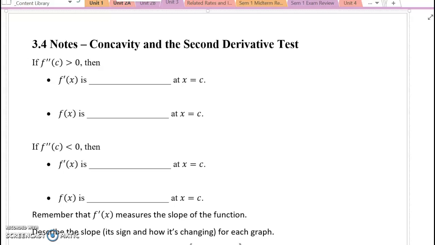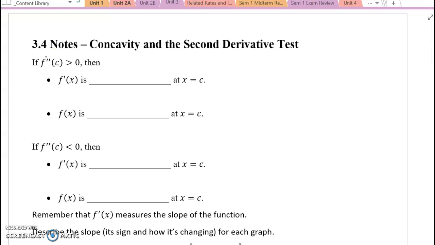We now move on to explore the concept of concavity. And in order to do that, we need to move on to the second derivative. So, if we think about what the second derivative is, we know that it is the derivative of the first derivative. So that means that it is the rate at which the first derivative is changing, right?